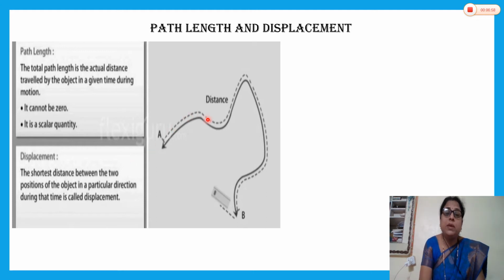When we measure the path length or distance, the direction is not considered, and for the displacement we have to consider the direction. So the displacement is the vector quantity and the path length is the scalar quantity. The distance can never be zero. We will discuss again in the next slide. And the displacement may be zero, it may be positive or negative. How it will be, we will discuss here again.